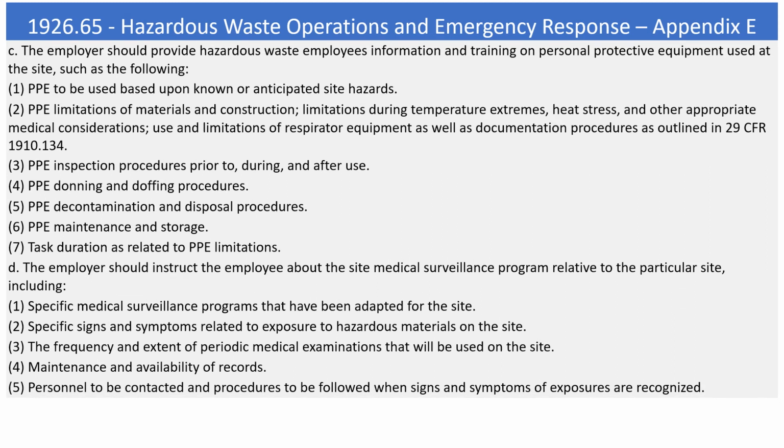C. The employer should provide hazardous waste employees information and training on personal protective equipment used at the site, such as the following: 1. PPE to be used based upon known or anticipated site hazards. 2. PPE limitations of materials and construction, limitations during temperature extremes, heat stress, and other appropriate medical considerations, use and limitations of respirator equipment, as well as documentation procedures as outlined in 29 CFR 1910.134. 3. PPE inspection procedures prior to, during, and after use.